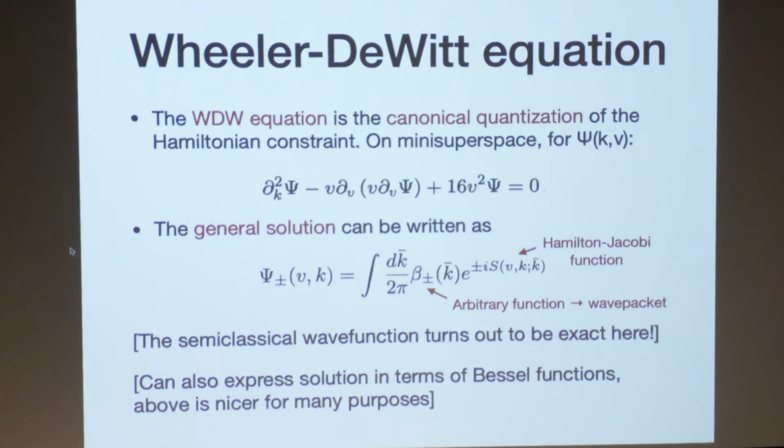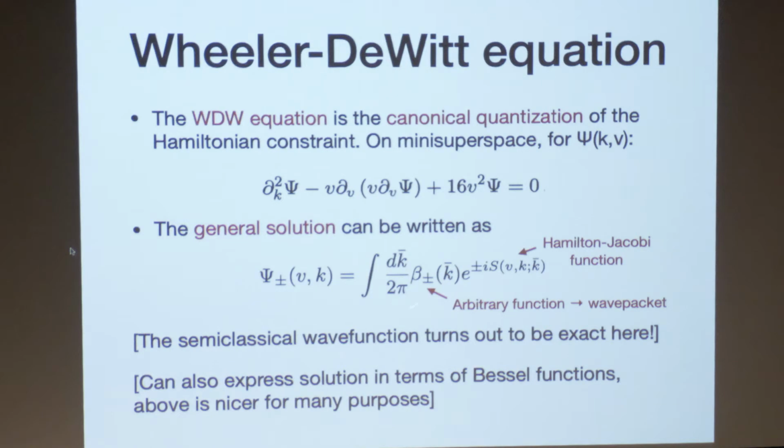So when you think semi-classically of a wave function as being e to the i times the action, the Hamilton-Jacobi function is just the action on shell as a function of the boundary data, which are v and k. And for this equation, it turns out this is actually an exact solution. That didn't have to happen, but it does happen here. And so now this constant of integration, when you build the wave function, you can integrate over it with an arbitrary weighting. It's like building a wave packet, right? You have e to the i k p0, and then you integrate over p0 and you make a wave packet out of it.